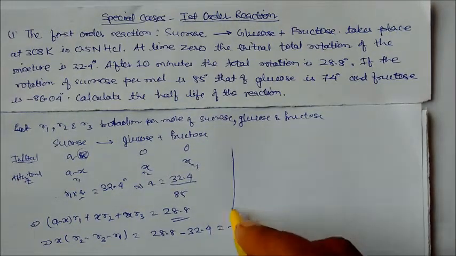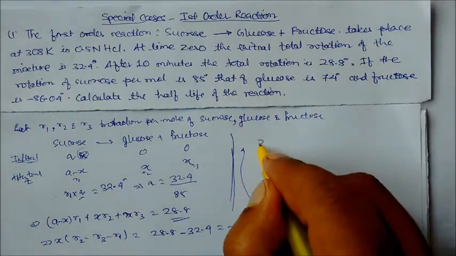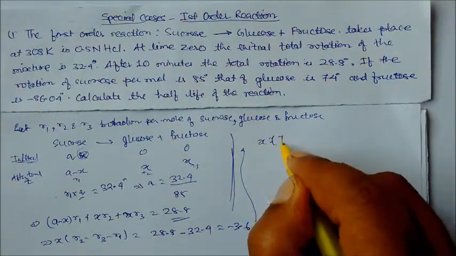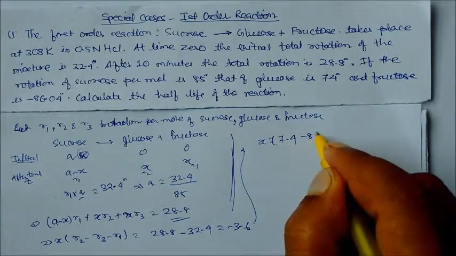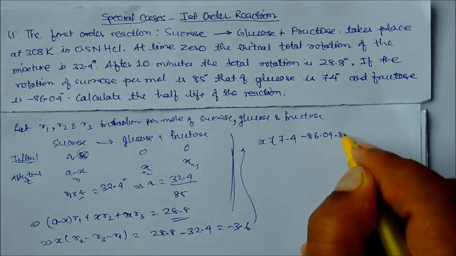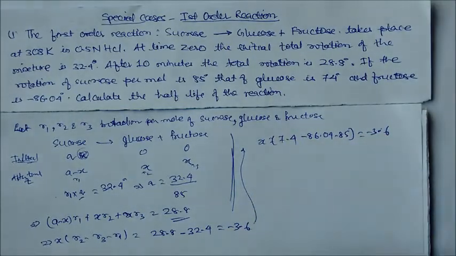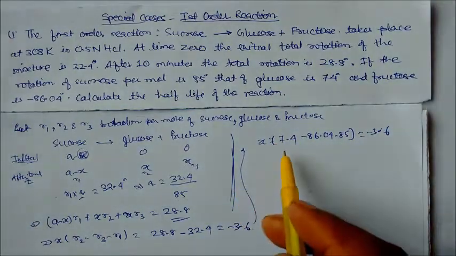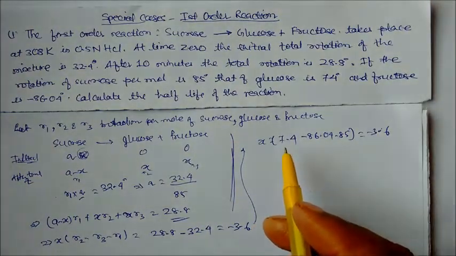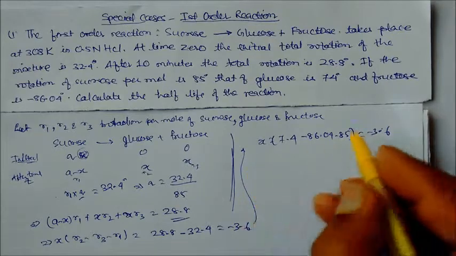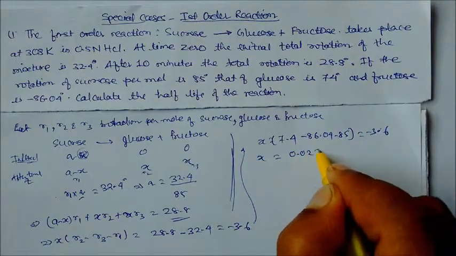So again we can solve this one equation here. x into 74 minus 86.04 minus 85 is equal to minus 3.6. So we are substituting the other values because they are given over here. So on solving we will get here x is equal to 0.022.